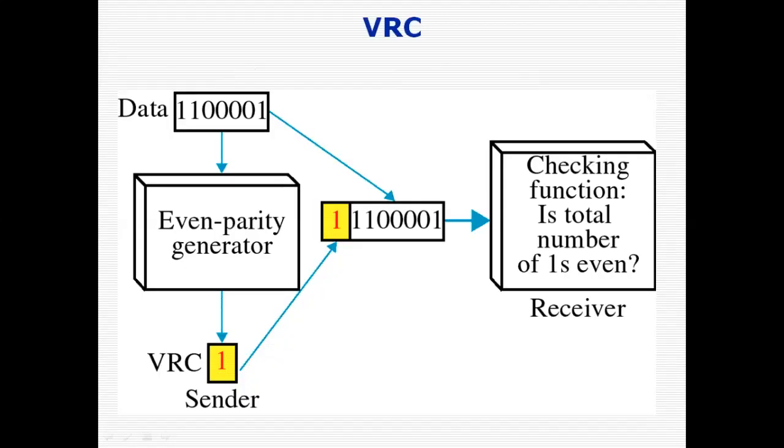Now, we have already studied the even parity and odd parity concepts. When we are given one block of data and pass it to the even parity generator, the even parity generator will count the total number of ones in the given data. If it is odd, then it will add one as a parity bit. So in the given example, there are 3 continuous ones, so one as a parity bit has been added. This is called VRC. It means VRC is calculated on a single block of data.